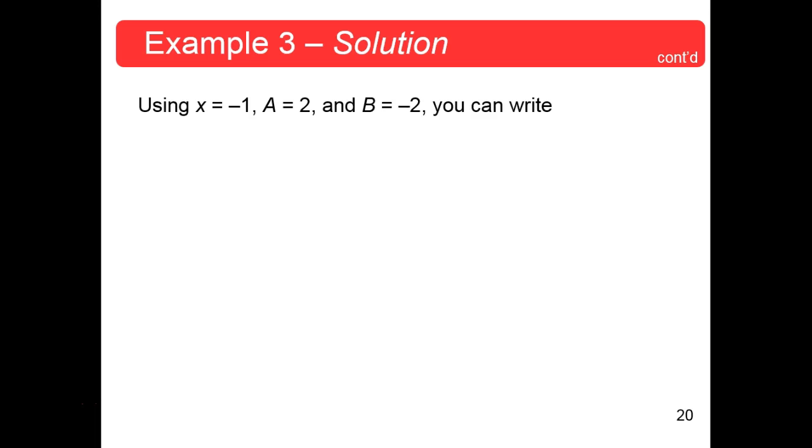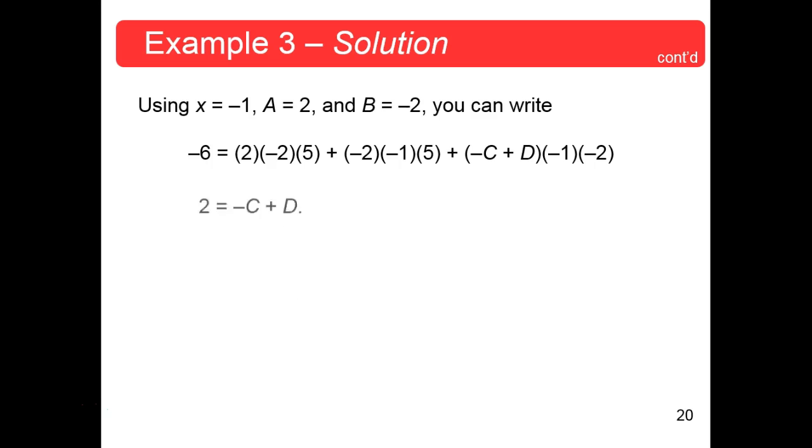They did x equals minus 1, which is okay. This is another way to do it. We didn't do it this way. And that gave a minus 6 on this side and then gave some values on that side. And when you multiplied those together, you got 2 is equal to minus C plus D.